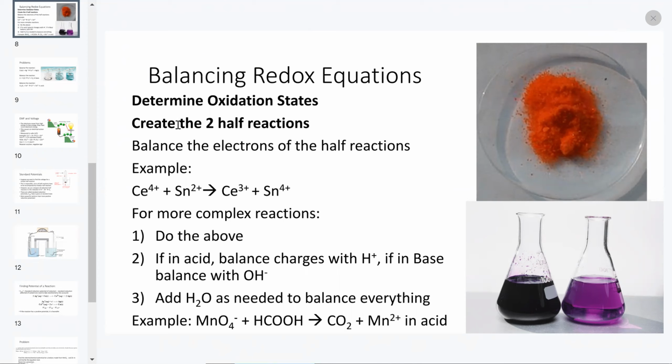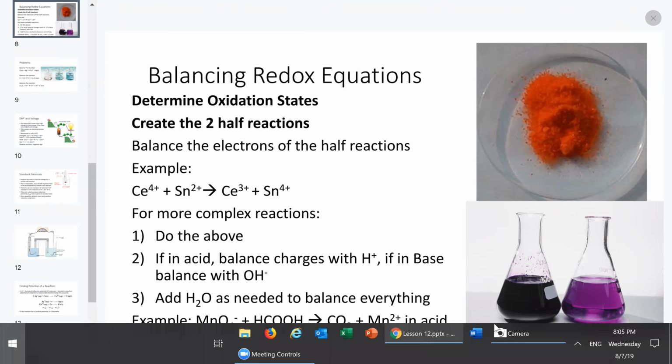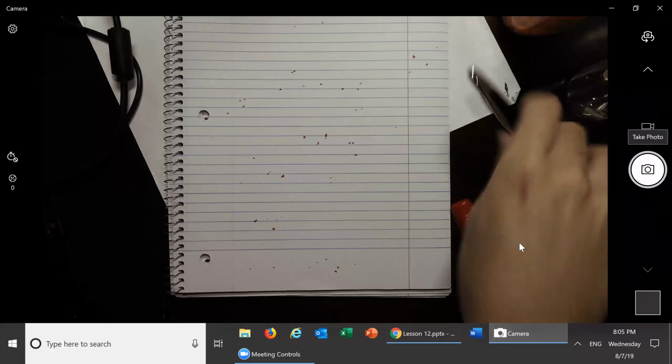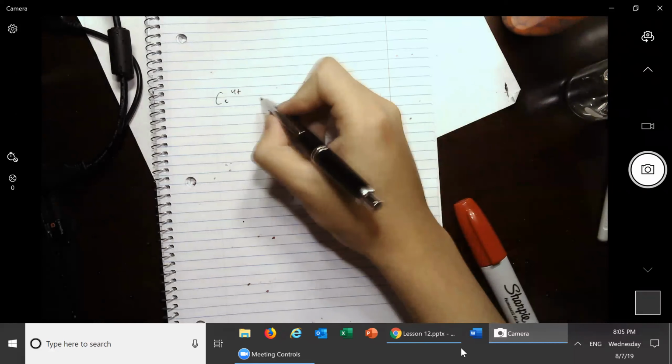So, for example, here we have a very simple reaction between cerium-4 and tin-2. So a pretty common electrochemistry reaction. So here we have some cerium-4 plus. So cerium ammonium nitrate has a very nice orange color. And yeah. So let's see. What's the reaction? We have plus.